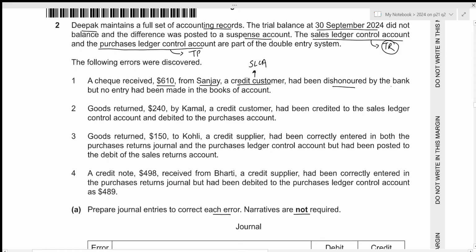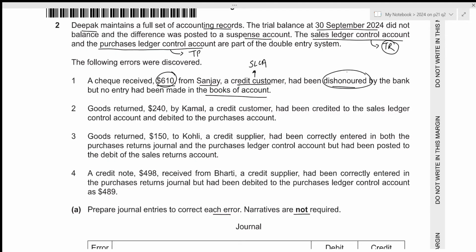It had been dishonored by the bank, but no entry had been made in the books of accounts. Okay. So what happened here is that we received a check 610 from Sanjay. So we considered this to be the repayment by our credit customer. So how we recorded this was we reduced the balance of our trade receivables. Then since we received check, we increased the balance of our bank account. But later on, it turned out that the check was dishonored. It means that the amount was actually not received by our business from Sanjay.